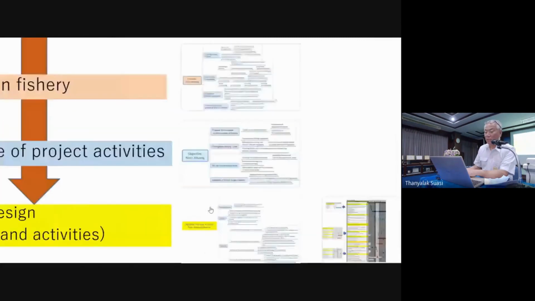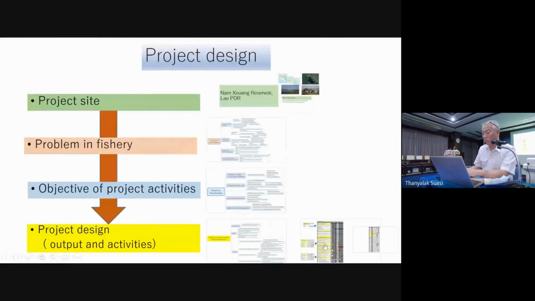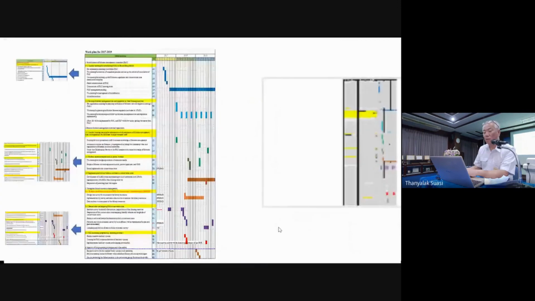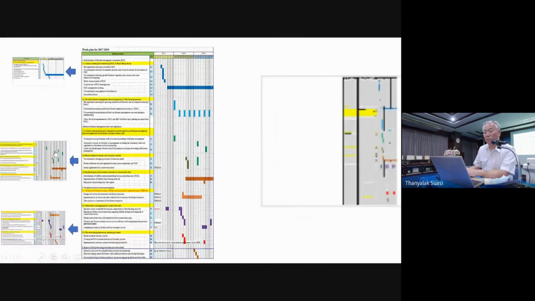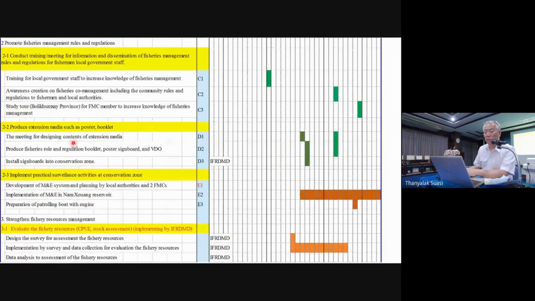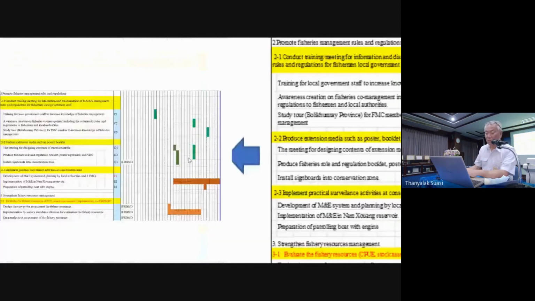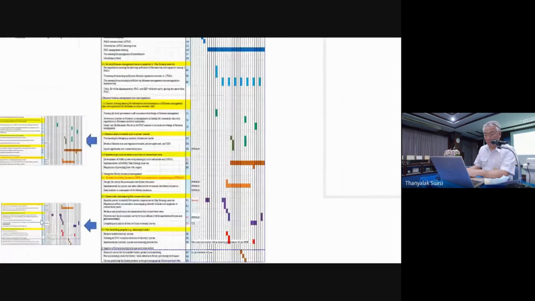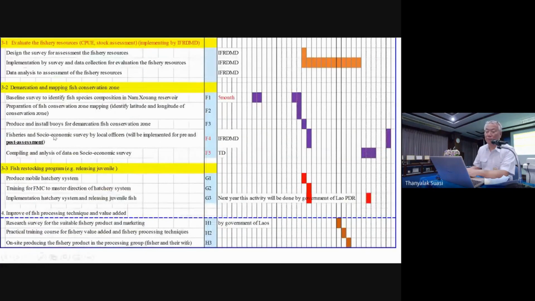This is the activity. We also have small detail planning, including budget planning, for example, for the processing activity, training course, meeting. We design the detailed activities before starting the project, and sometimes modify this plan because the situation changes.